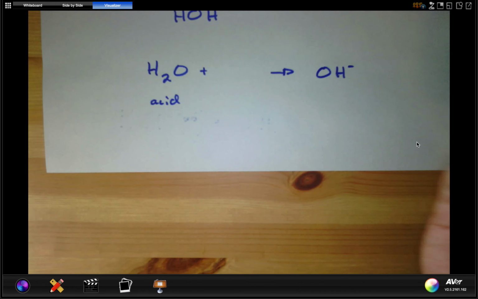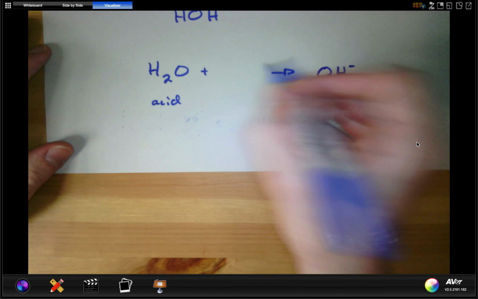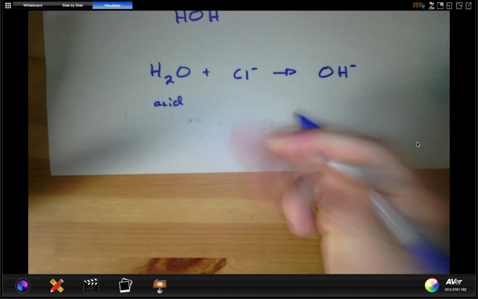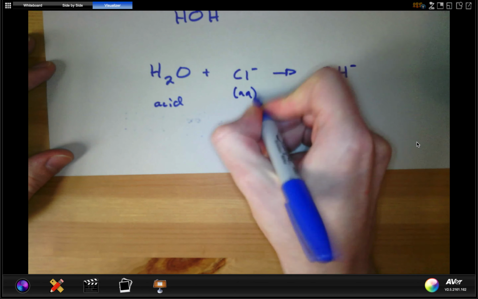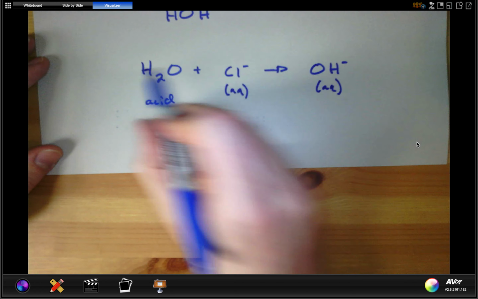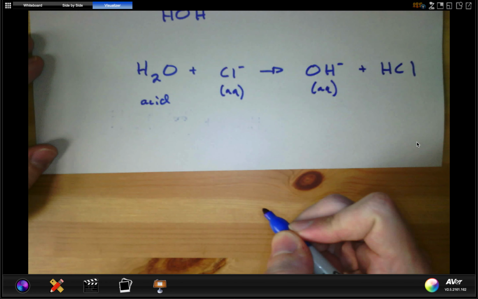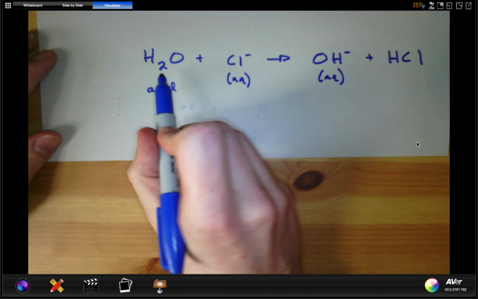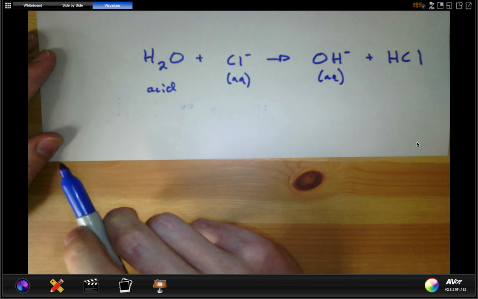We could pick lots of stuff. We got to pick a negative ion though. Let's say Cl minus. Why not? Right? And this is aqueous, right? It has to be dissolved for this to happen. It is also aqueous. Okay? So when the H combines with Cl, it's going to make HCl. All right? So in this case, water is acting like an acid because it's giving up a hydrogen ion.